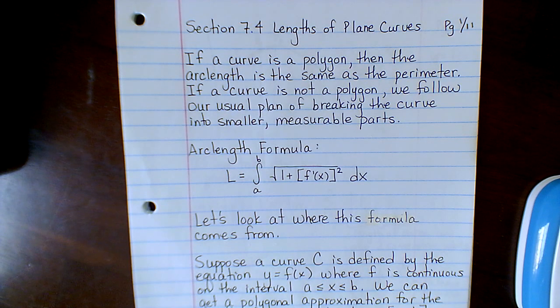This is section 7.4, and the title of the section is Lengths of Plane Curves, but really this is a section on arc length and surface area. So if a curve happens to be a polygon, then the arc length is the same as the perimeter.